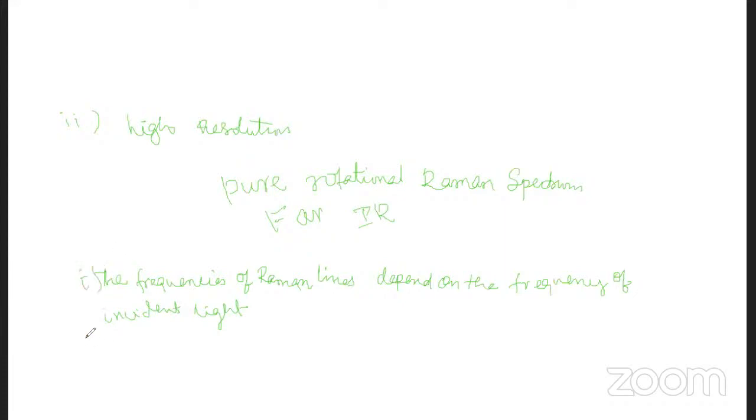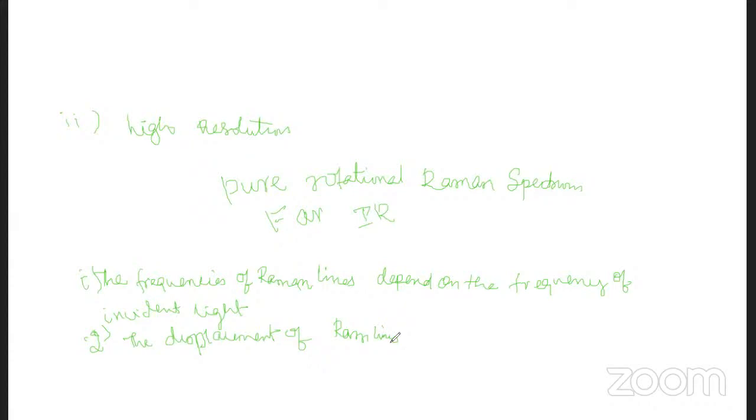The second one is the displacement of the Raman lines, that is, how far they are from the original line. At the center we have the Rayleigh scattering, which is the original line. The displacements of the Raman lines from the original line depend on the nature of the scattering substance.